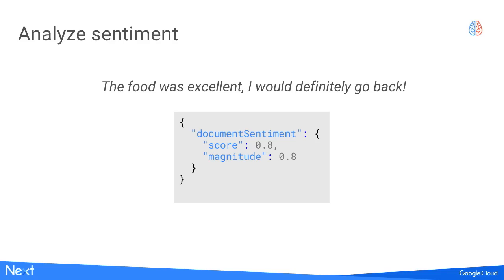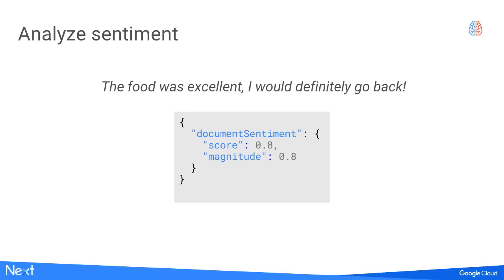The next one is sentiment analysis. So this is a review you might see. It says the food was excellent. I would definitely go back. And we get 2 things here. We get a score value, which will tell us, is the sentiment positive or negative? It's a value ranging from -1 to 1. So we can see here it's almost completely positive.